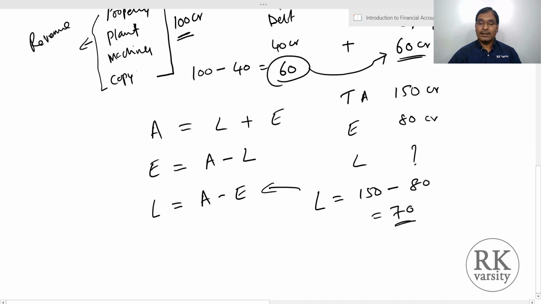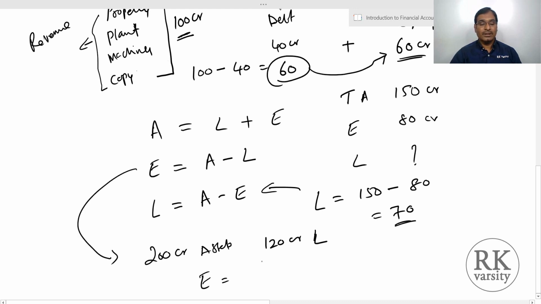In another example, suppose the company has 200 crore in assets and 120 crore in liability. Then what is our equity? Here we use this equation: total assets, that is 200, minus our liability portion 120. This gives you 80. So 80 is your equity.